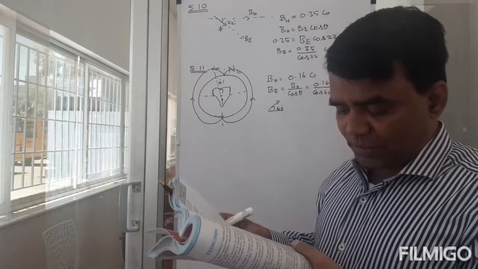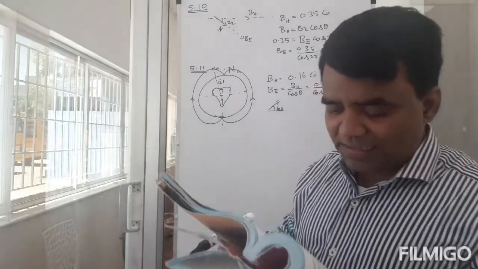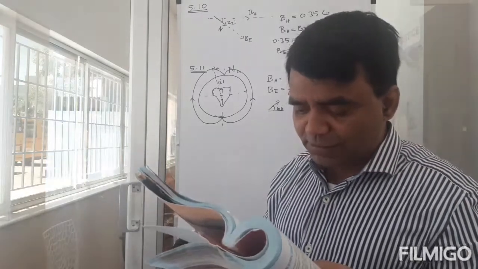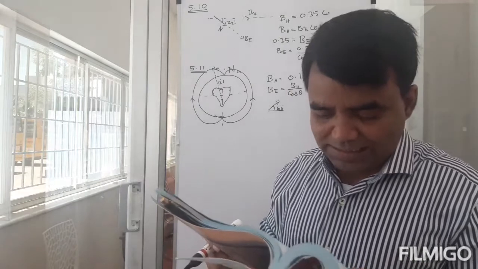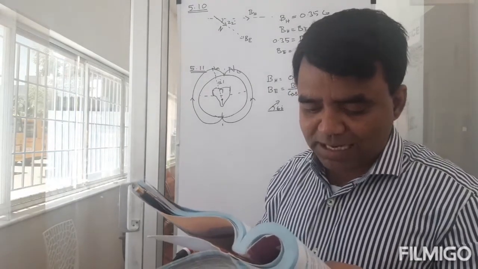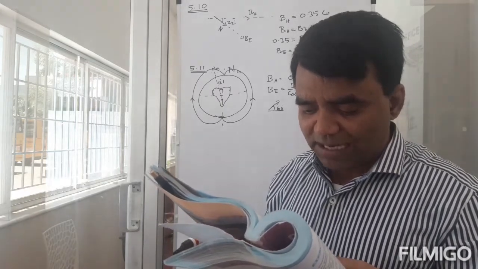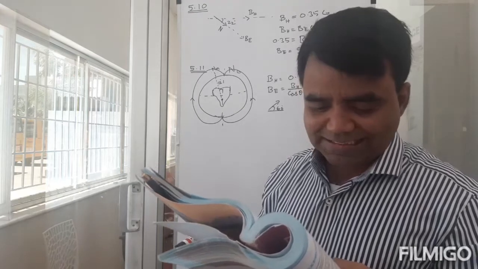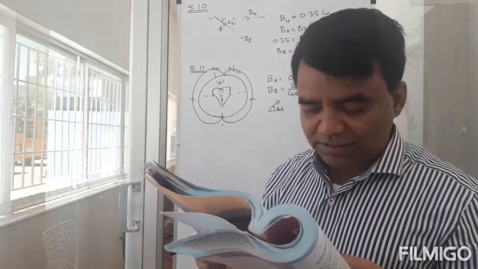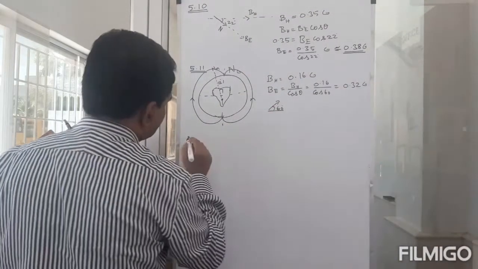Then I will do 5.12. A short bar magnet has a magnetic moment of 0.48 joules per Tesla. Give the direction and magnitude of the magnetic field produced by the magnet at a distance of 10 cm from the center of the magnet on the axis, and on the equatorial line of the magnet. So that's easy. So 5.12.